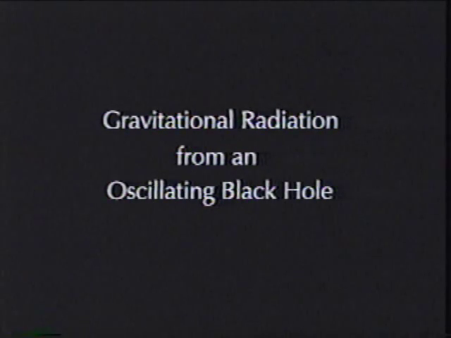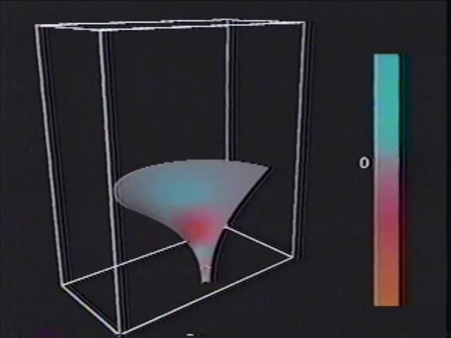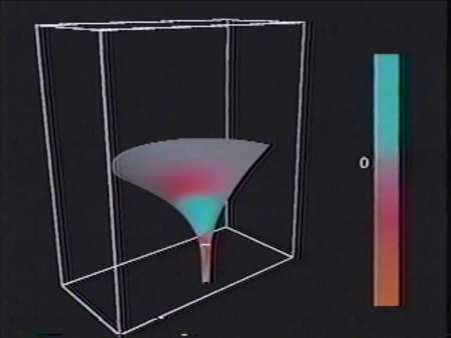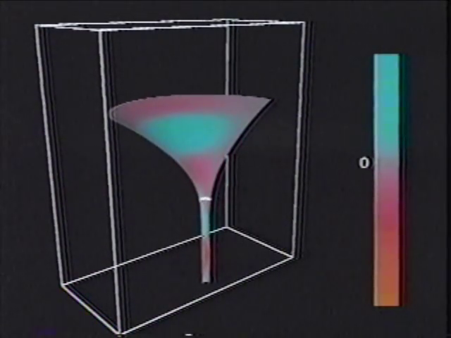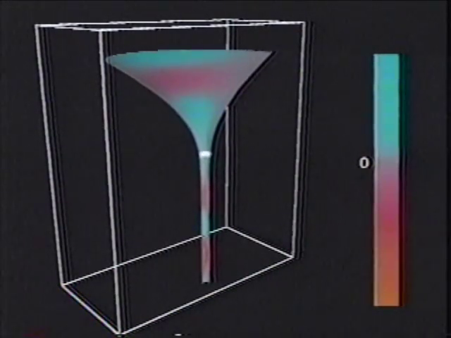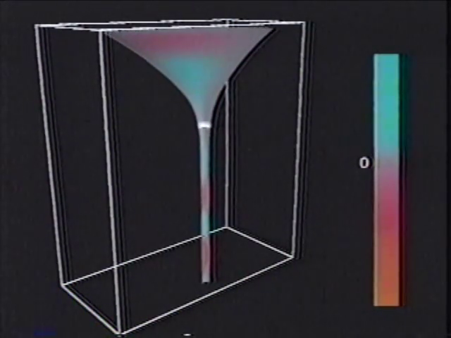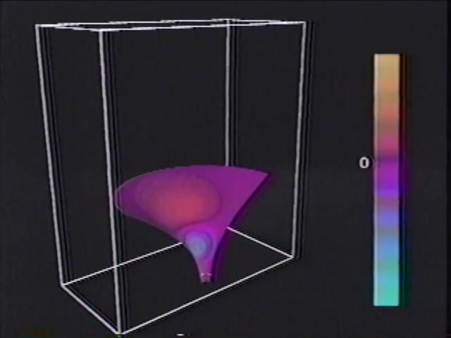Now we will use maximal slicing to study the generation of gravitational radiation from a dynamic black hole. If the black hole is initially distorted, it will oscillate and cause ripples in the geometry of the surrounding space-time. These ripples are the gravitational waves. Only a portion of the entire embedding diagram is shown here in order to better see the gravitational radiation. The color map we use in this sequence measures the shearing of the space-time due to the waves.